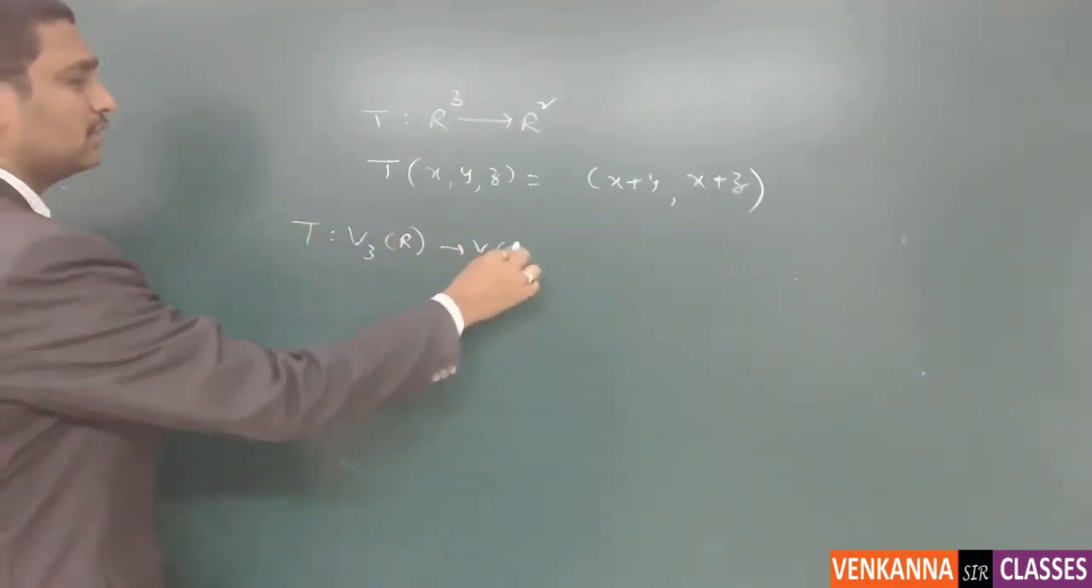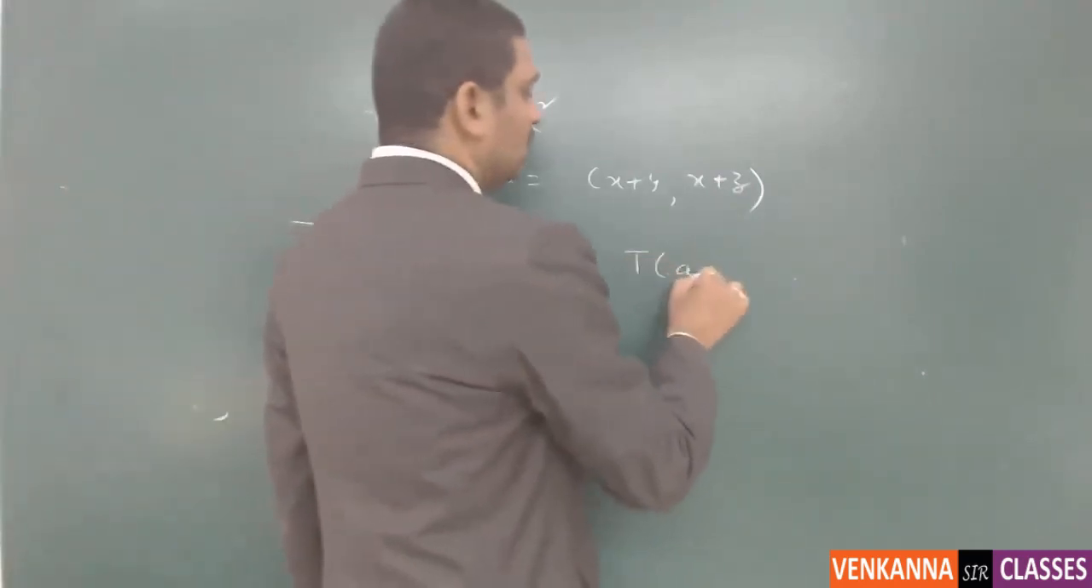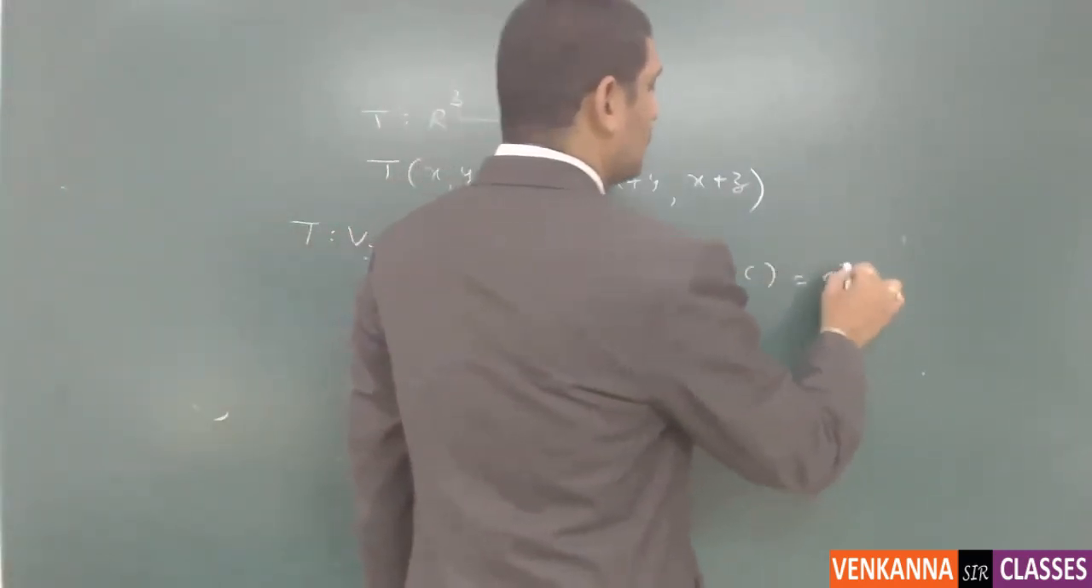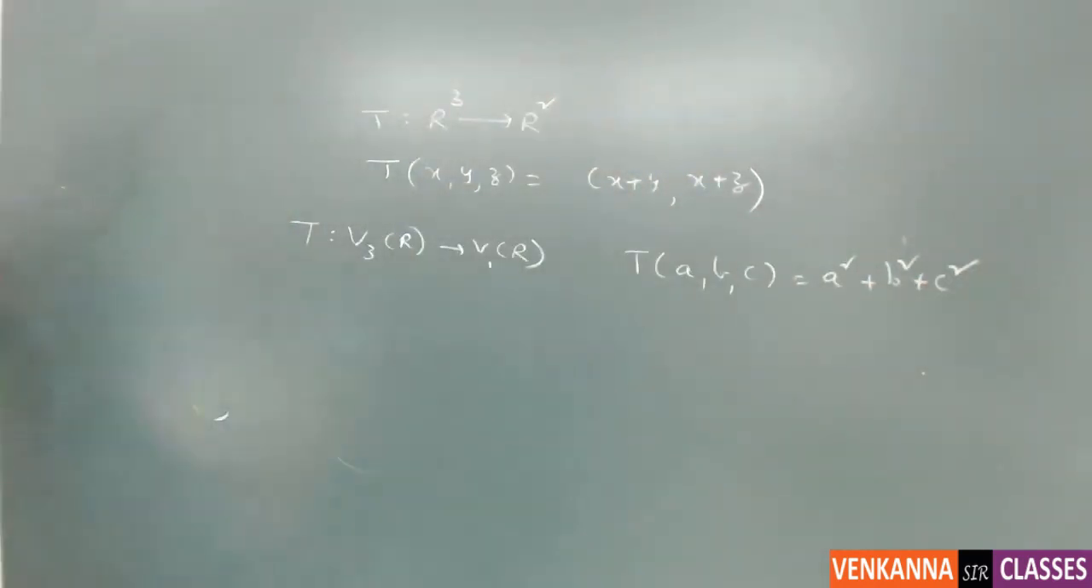I took the function T from R^3 to R^1 as T of (a, b, c) is equal to a square plus b square plus c square. Now my question is, is T a linear transformation or not? Here you can make use of the two conditions, or a single condition, whichever property you like, to check whether it is a linear transformation or not.